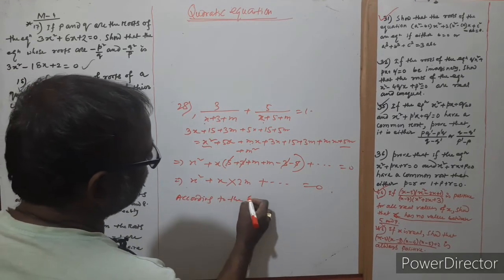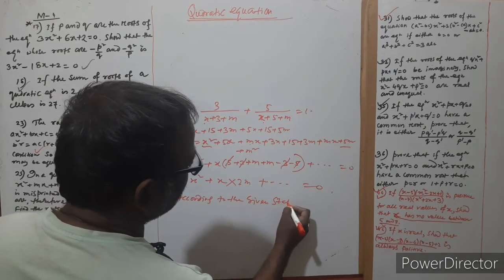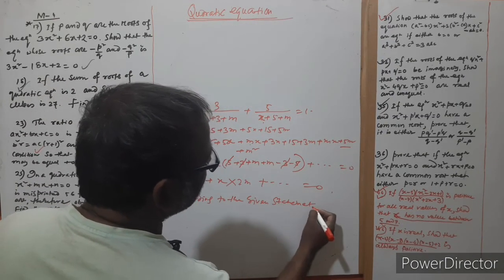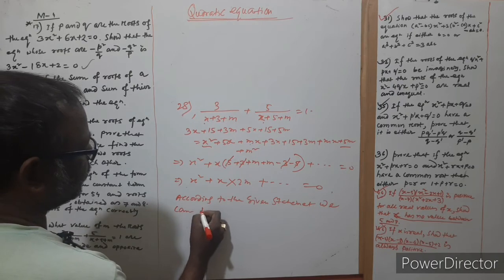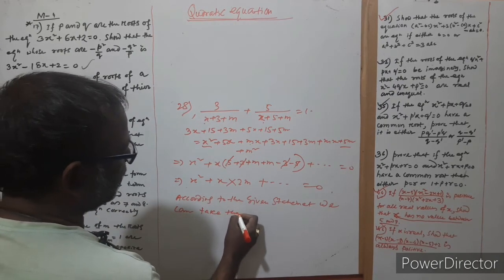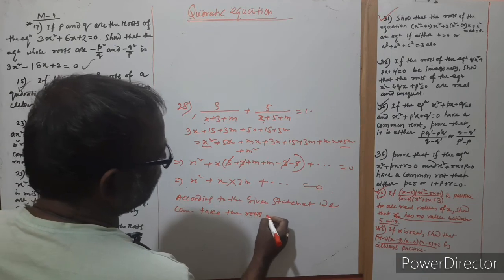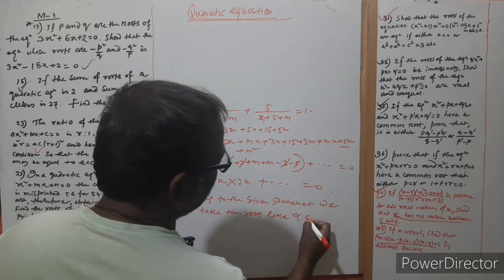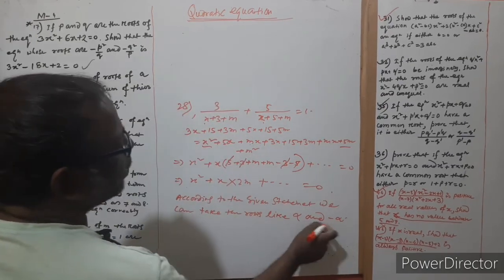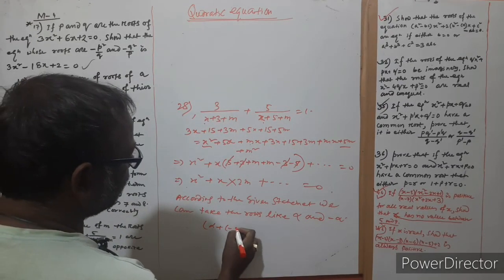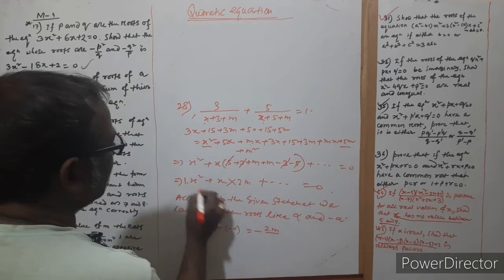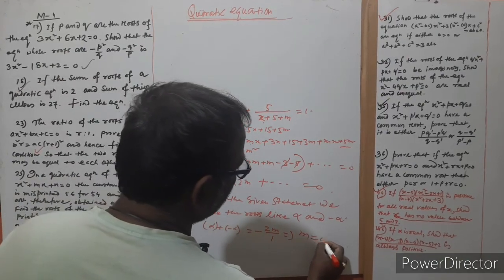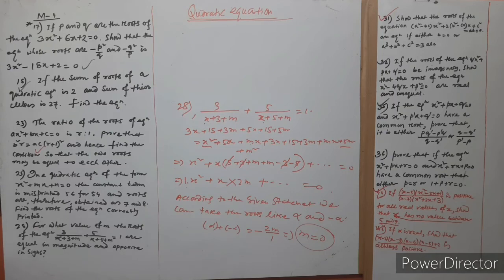According to the given statement, we can take the roots like alpha and minus alpha. So you know their addition will be 0 here. So b by a, this is here 1. So therefore you get the value m equal to 0 here. And so the value of m is 0.